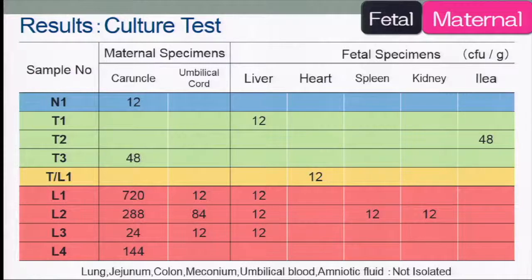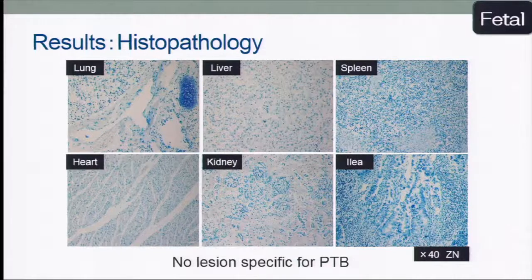MAP was isolated from all L-type caruncles and almost all umbilical cords. Also, MAP was most frequently isolated from the liver, in 4 individuals. MAP was also isolated from 1 heart, spleen, kidney, and ileum. It was not isolated from lung, jejunum, colon, meconium, umbilical blood, or amniotic fluid. On histopathological examination, fetal specimens showed no region specific for PTB, neither in the maternal umbilical cord nor the caruncle.